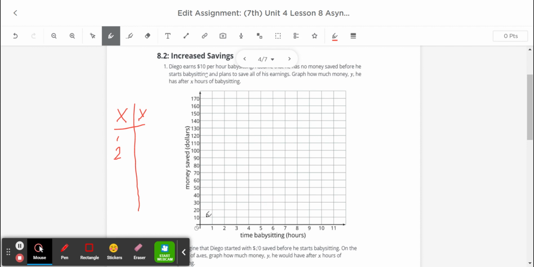Okay, you should have tried to plot the points on your own. We know that after 1 hour of babysitting, Diego makes $10 because he makes $10 an hour. After 2 hours of babysitting, he makes $20. After 3 hours, he makes $30, and so on. It's just going to keep increasing by 10 for each hour. And so we can draw a line. This straight line tool here is really helpful through those points to complete our graph. And that's our graph in question 1. I'm going to turn my line red so I can keep track of what's what.